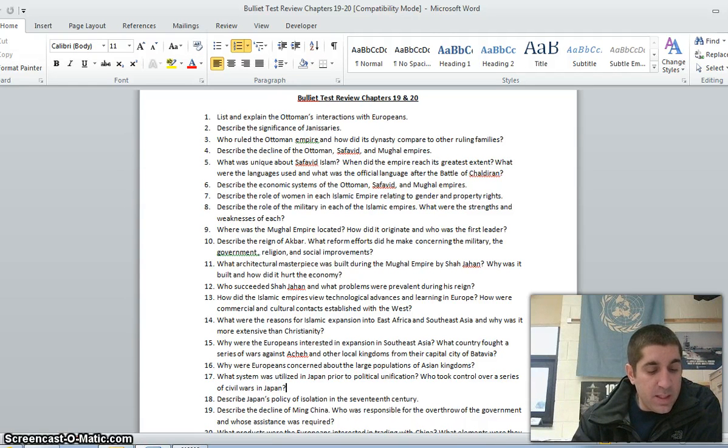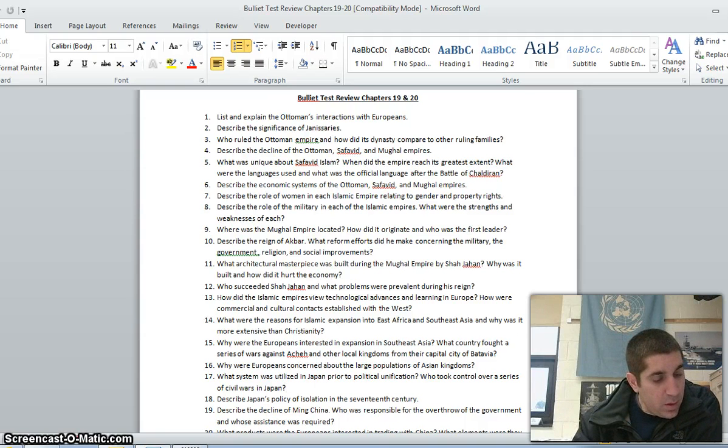What reform efforts did he make concerning the military, the government, religion, and social improvements? Akbar personally oversaw the building of the military and the administration. He patronized the arts. He extended the Mughal conquest into northern and central India. And in religion, he tried to create religious peace by creating a religion called the Divine Faith, where he combined several different religions. Mainly it was Islam and Hinduism that he was blending. There were elements of Zoroastrianism and Judaism and Christianity, and there were other things mixed in, but really he was trying to bridge the gap between the Hindus and the Muslims.